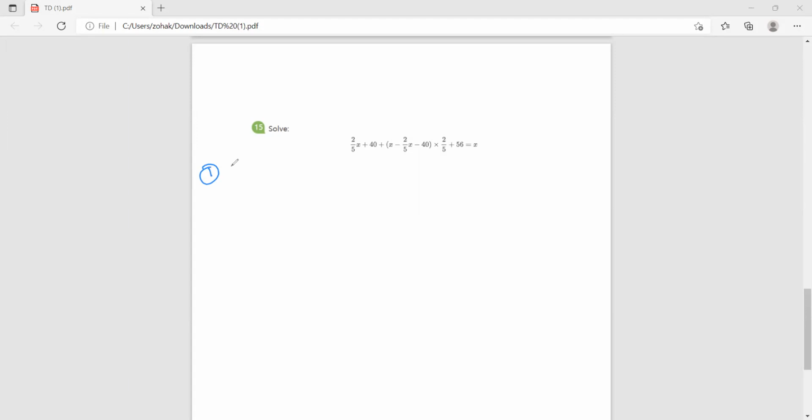We've got 2 over 5x plus 40, plus bracket x minus 2 over 5x minus 40 multiplied by 2 over 5 plus 56 is equal to x. Okay, let's try and simplify this bracket first. We know that we can just do x, which is just 1x, minus 2 over 5x. That would just give us 3 over 5x. Then we can subtract that from 40, and then we need to multiply that by 2 over 5. And we know that plus that is going to give us 56 is equal to x, all right.